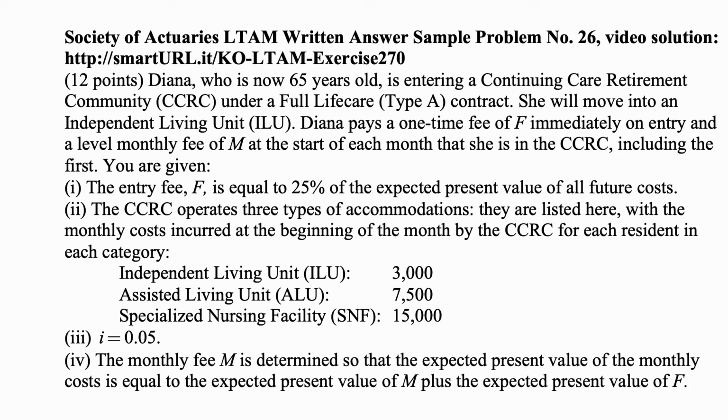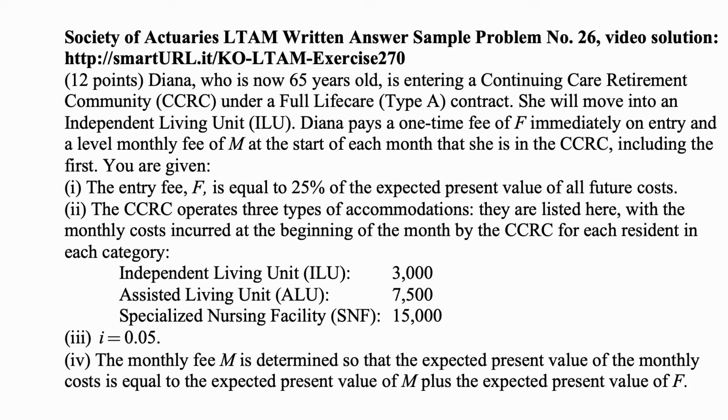Diana, who is now 65 years old, is entering a continuing care retirement community, CCRC, under a full life care Type A contract. She will move into an independent living unit. Diana pays a one-time fee of F immediately on entry and a level monthly fee of M at the start of each month that she is in the CCRC, including the first. You are given the entry fee is equal to 25% of the expected present value of all future costs.